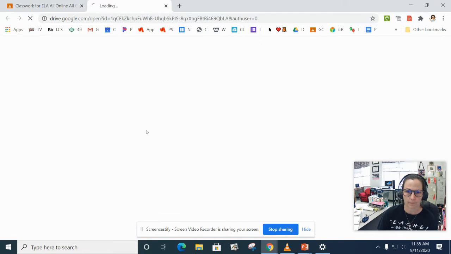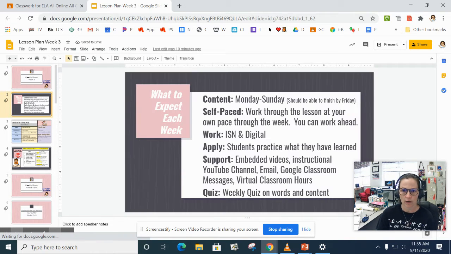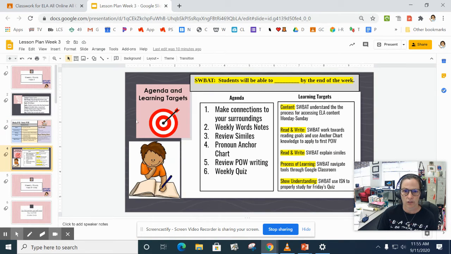We're going to open it up, go into presentation. And this week looks very similar to the weeks before. I have changed just a few things here, what to expect. We will be working in our ISN and our digital notebook this week, so both platforms. And here's an overview of what we're going to learn and practice. This is your learning targets, and students will be able to, which is within each of these targets, which means students will be able to fill in the blank by the end of the week. These are our learning goals, and then this is our agenda. You can kind of check things off as you go through.